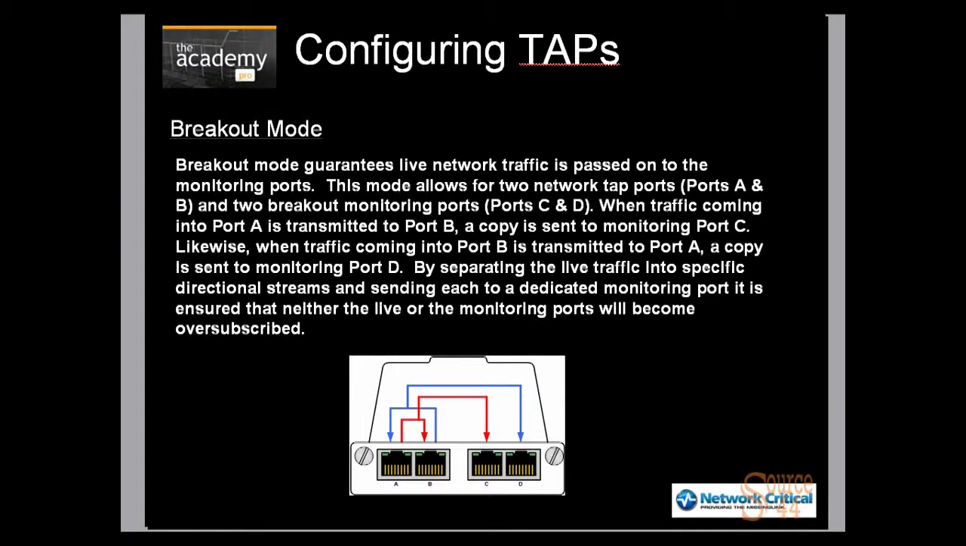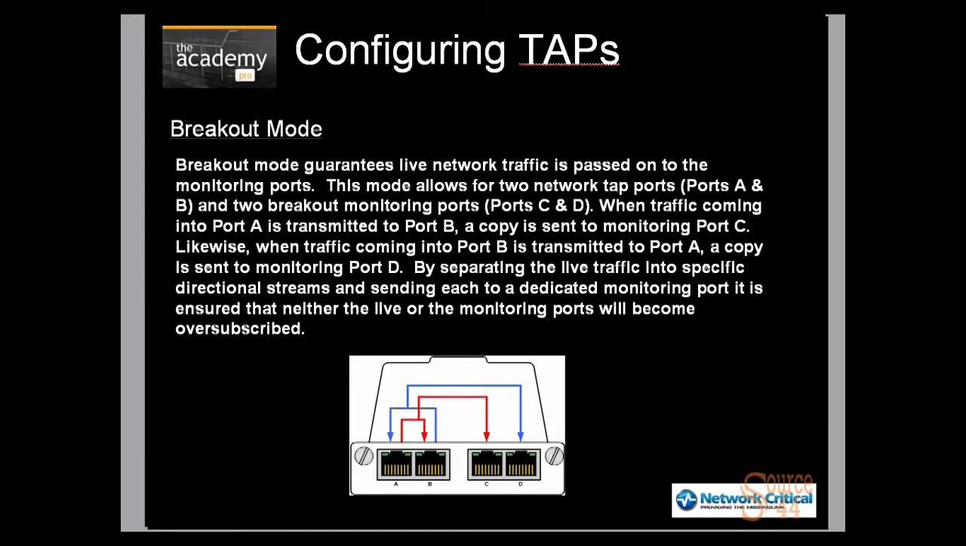And the same goes for port D. But in that case, any traffic that port B sees and transmits to A gets sent over to D. And D's another monitoring port. Now, why would you do this? Well, breakout mode essentially says, like the slide says, specific directional streams, in this case, and sending each to a dedicated monitoring port ensures that neither the live nor the monitoring ports become oversubscribed.